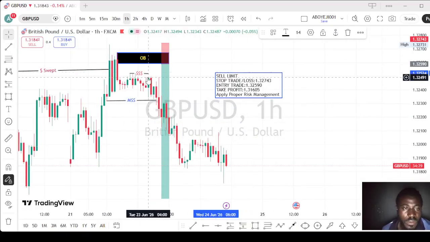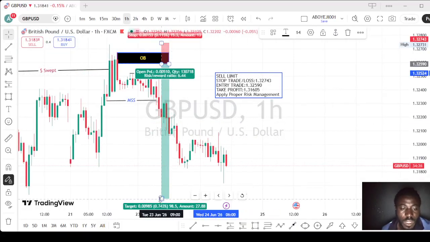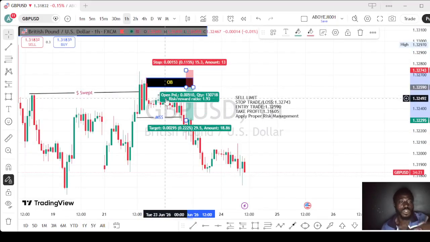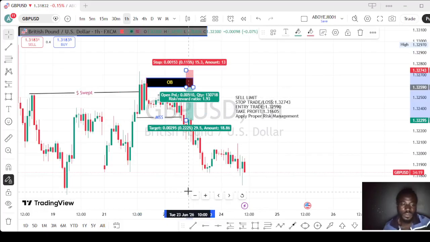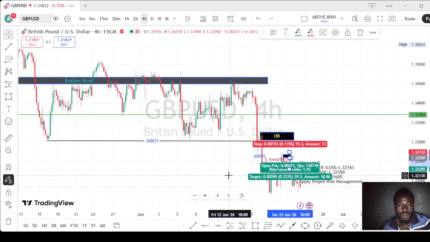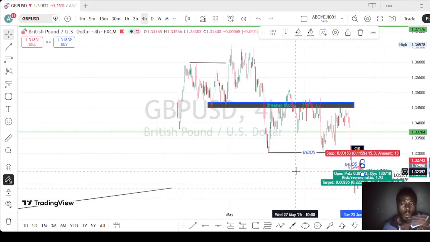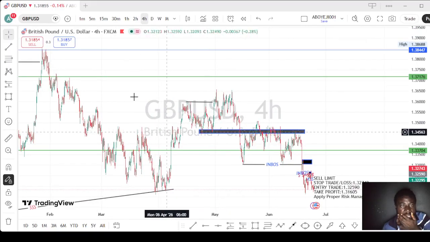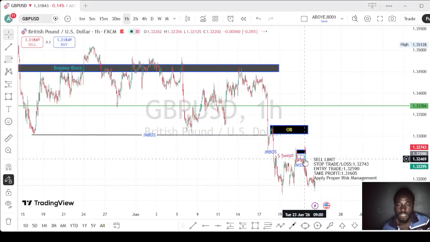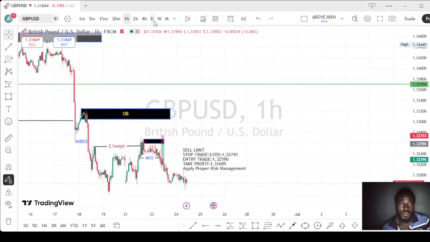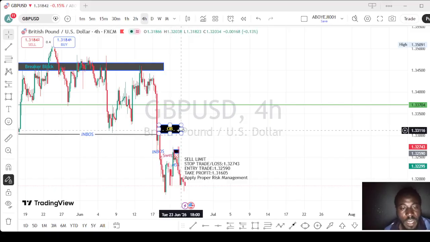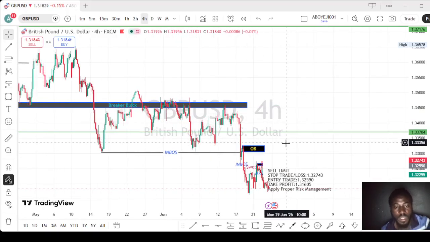This is the 1 hour time frame. I was expecting the market to come back to here yesterday, but the market couldn't make it. So let's look at the structure of the 1 hour time frame. Sorry for that. So this is what I'm having. This is the other block. The probability is the market is coming up. So this is the other block I'm seeing.